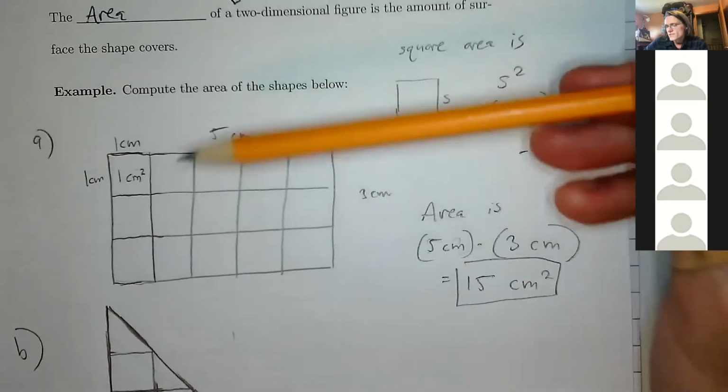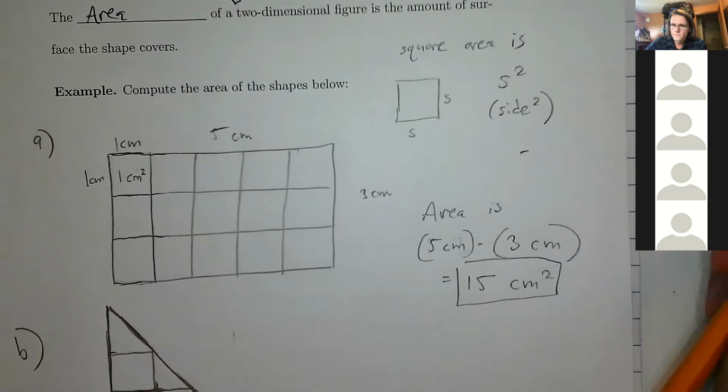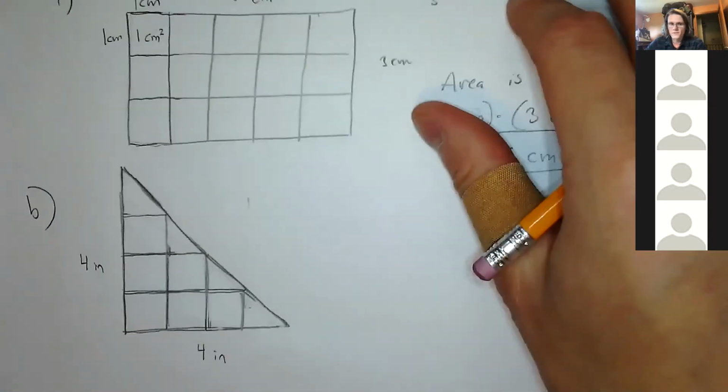Or you can just think of it as, oh, it's 5 centimeters by 3 centimeters. The area is 15 centimeters squared. Both work. Let's try the next one. Next, we have a triangle.